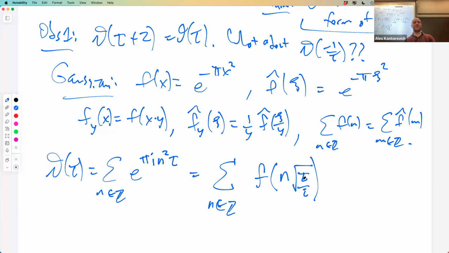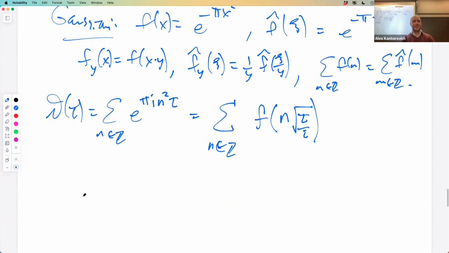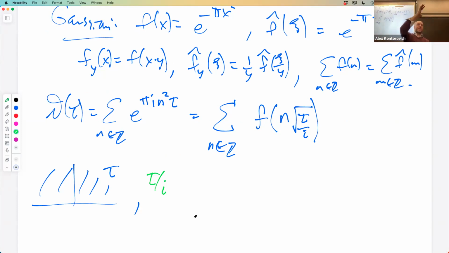Now I have to make sense of this. We're taking square roots of complex numbers. We've got to be careful. Which square root do we mean? Tau is in the upper half plane. So tau over i: dividing by i, multiplying by i is rotating by 90 degrees. Dividing by i is rotating back by 90 degrees. So tau divided by i is here.